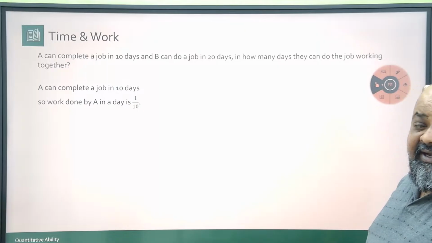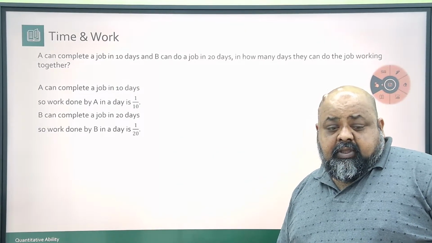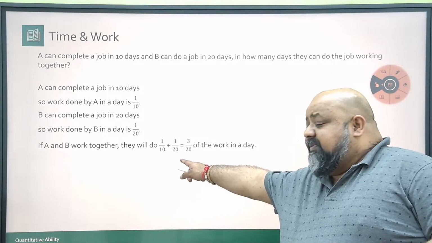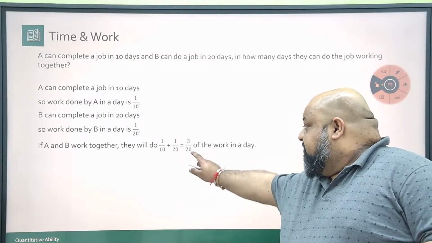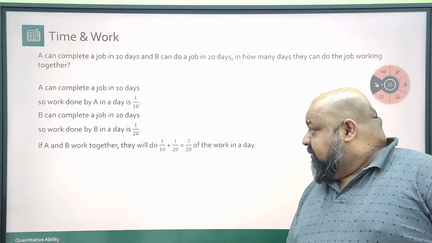B does the work in 20 days. So in one day, B will do 1/20th of the work. Because A and B are working together, together they will do 1/20 plus 1/10, which is 3/20th of the work. So how many days will they require to do the work?